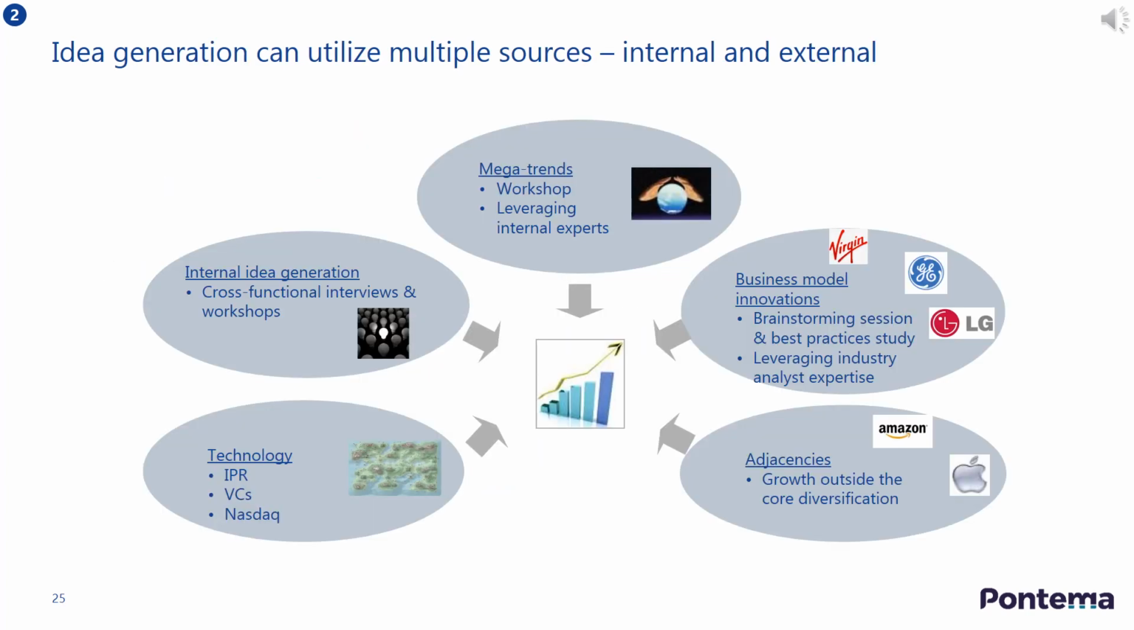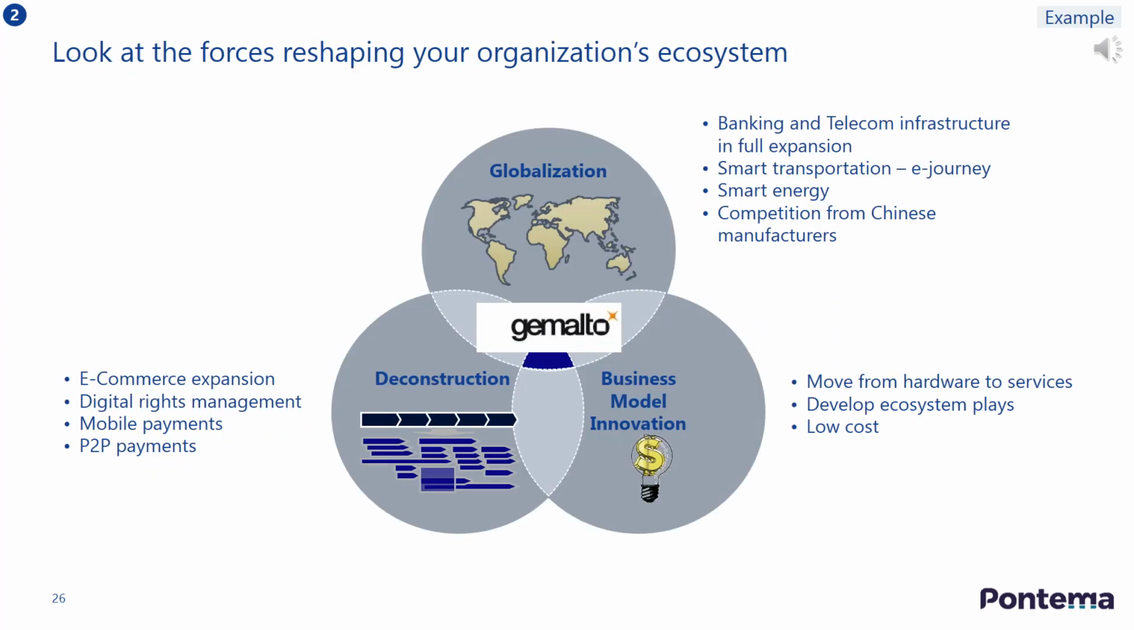Idea generation can utilize multiple sources, both internal and external to your organization. For example, internal brainstorming workshops, reviews of intellectual property rights, key macro trends affecting your organization, and looking at how other organizations have innovated their business model. Also, take time to understand the key environmental trends affecting your organization. For example, how consumer buying behaviors are changing, and what changes are happening in the value chain.